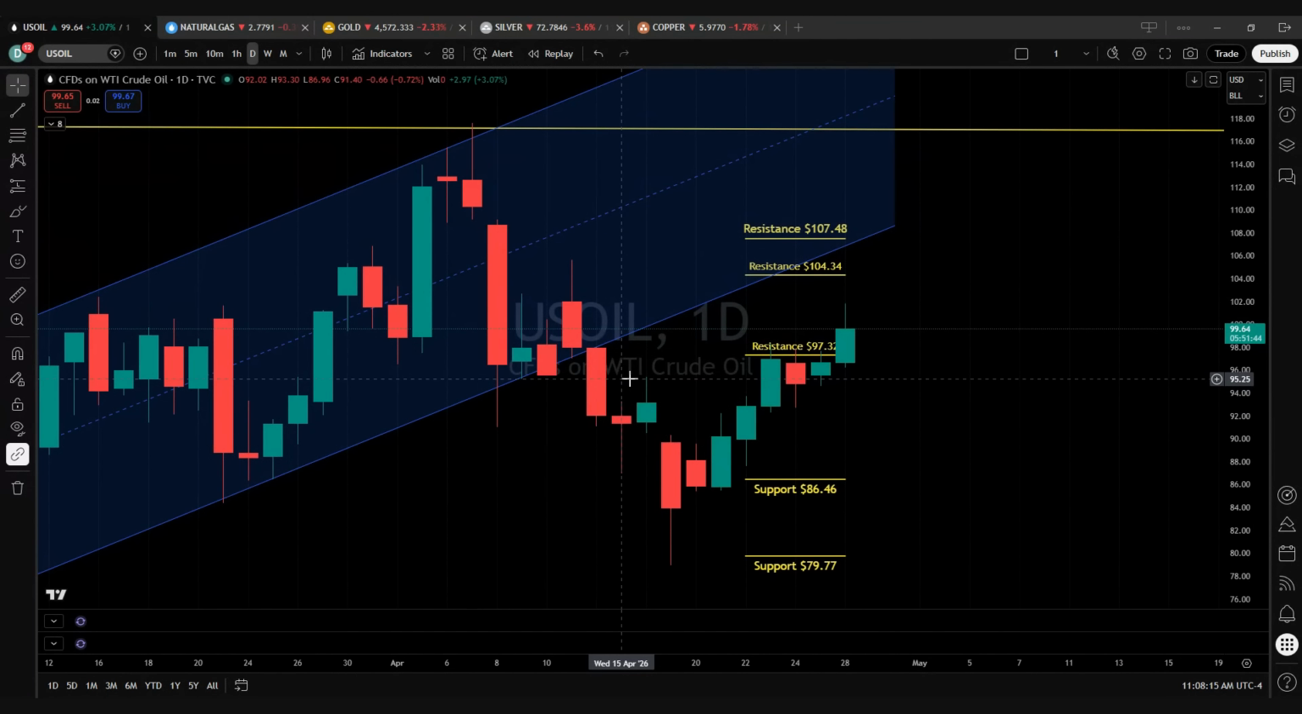So US oil on the daily time frame, you can see in the last 3 trading days, what have we been doing? We've been butting up against this resistance level at $97.32. Today, we've actually pierced and gone through comfortably, getting above $100 on US oil. Right at the high is $101.85.